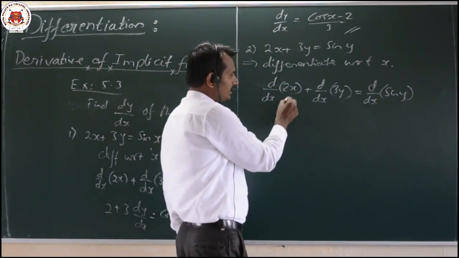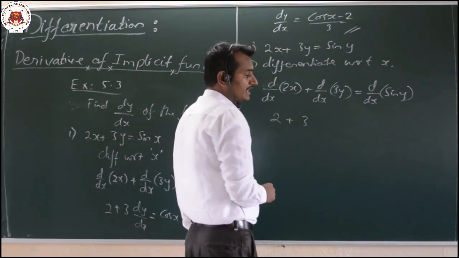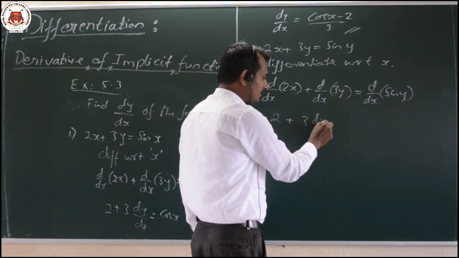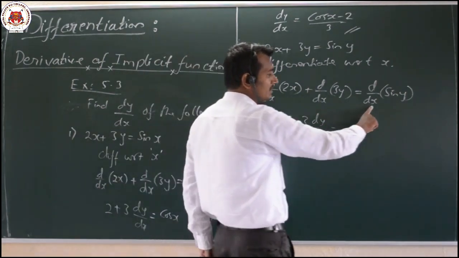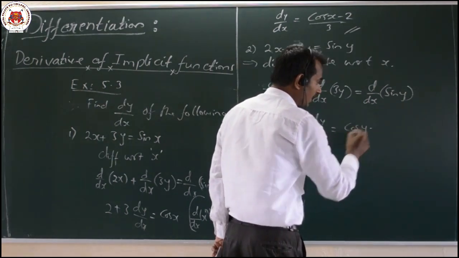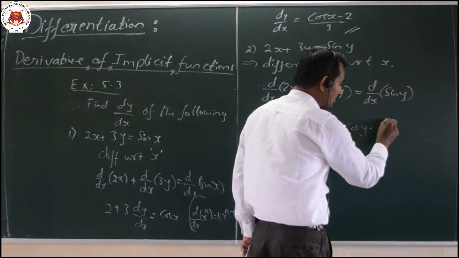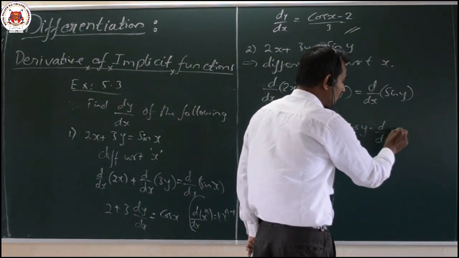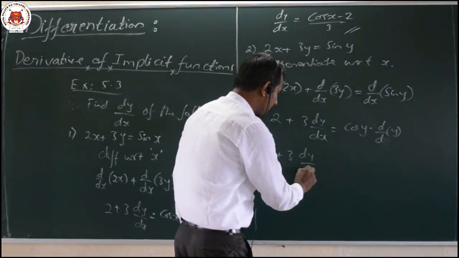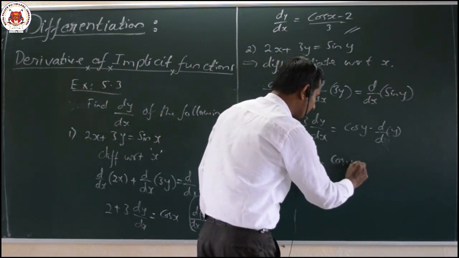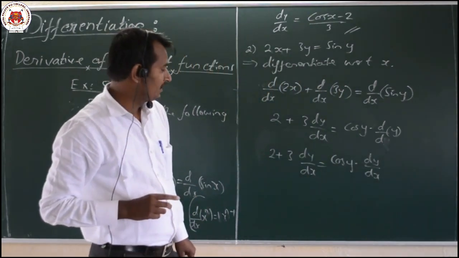So what we get here: d by dx of x is nothing but 1, 2 is the remaining part, plus 3 outside as it is. What is the differentiation of y? That is dy by dx, equal to d by dx of sin y, that is cos y into, it is a composite function, therefore cos y into further differentiation of y. So we get 2 plus 3 into dy by dx equal to cos y into dy by dx. Very, very simple example it is.